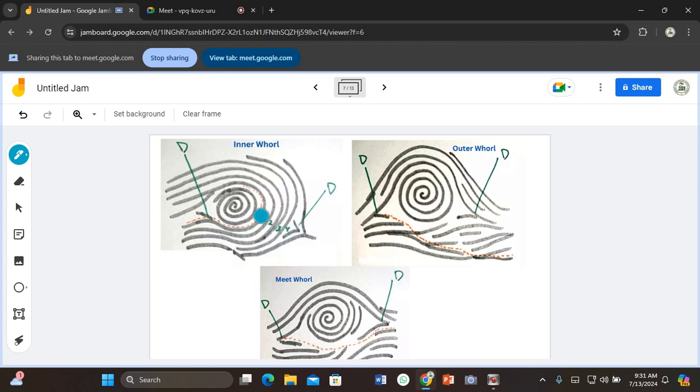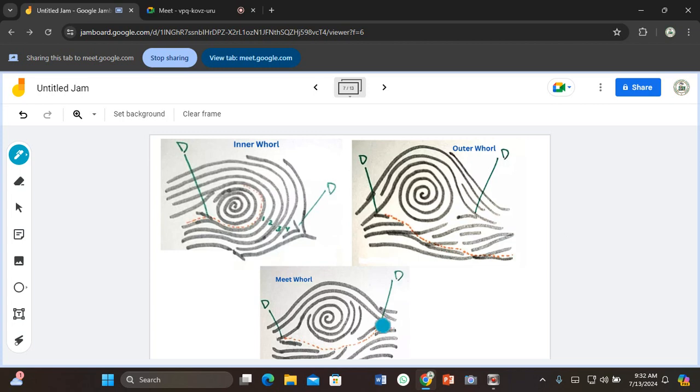But here, it takes you above the data. This is the data. So by the time you count the number of ridges and they are up to 3 or 4 or more, between 3 or 4 or more, then you have inner wall.